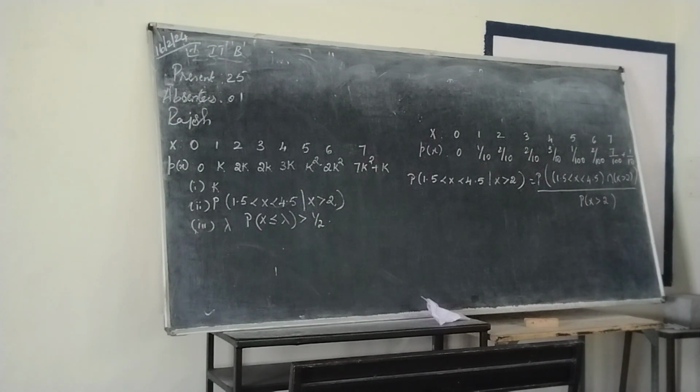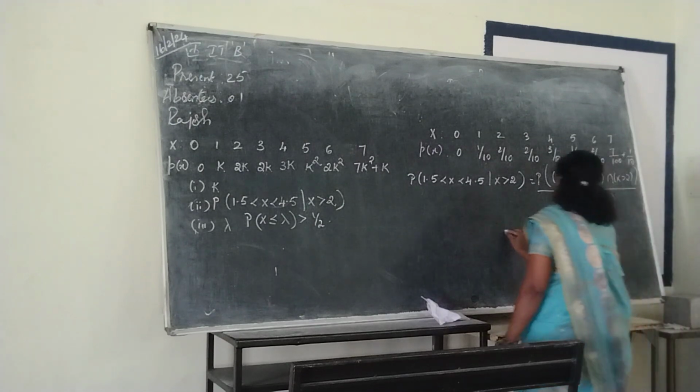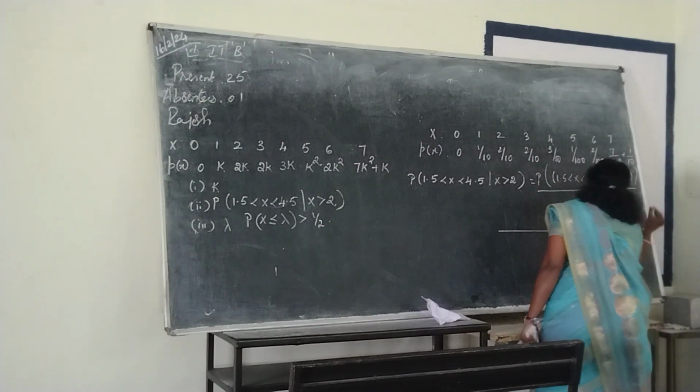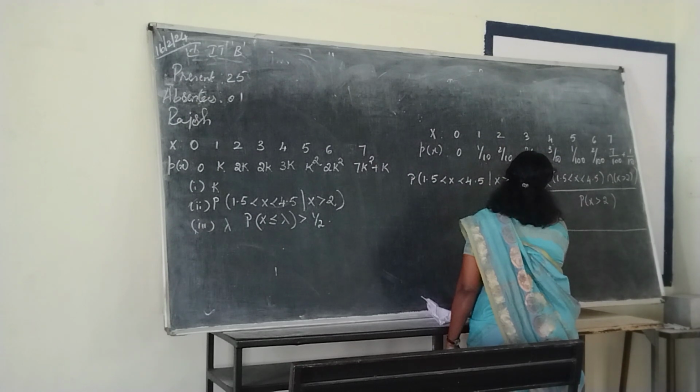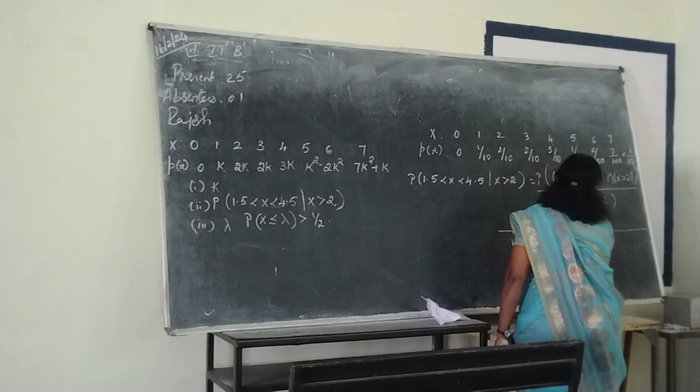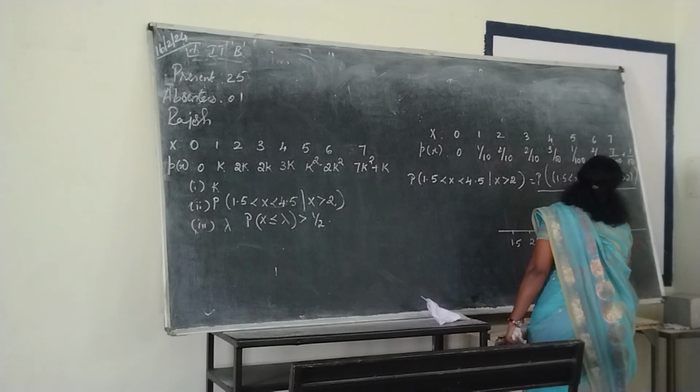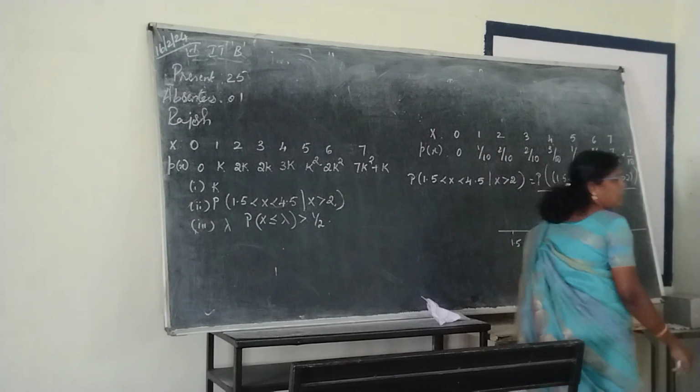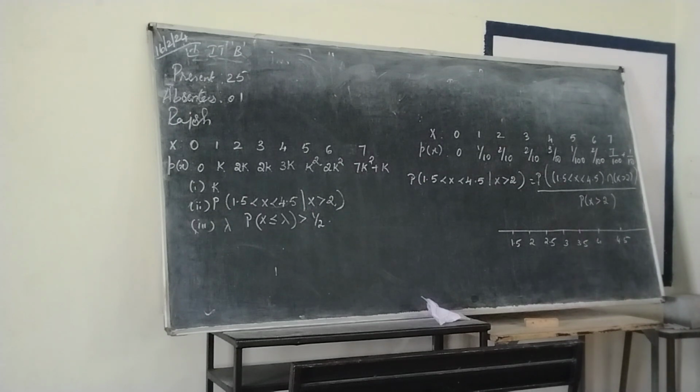Probability of x greater than 2. Now, you identify each of these probability values correctly. What is the numerator? 1.5 to 4.5. Just for understanding, write the real line; if you can identify directly, no issues. 1.5, 2, 2.5, 3, 3.5, 4, 4.5. These are the values as written, since it is given as 1.5 to 4.5.